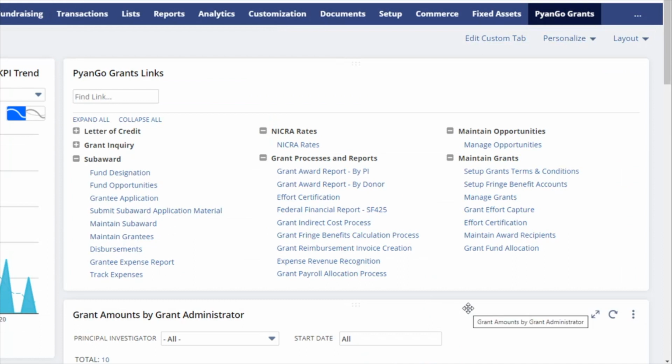With these automated features, PyanGo will calculate the indirect costs that you need to be able to charge back to donors for any cost reimbursable grants.